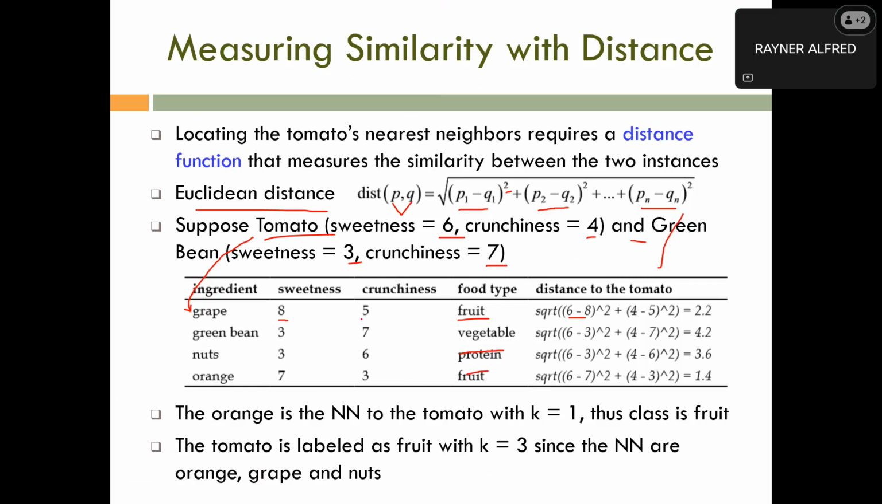We are looking at the crunchiness. Crunchiness of the tomato is 4, minus 5. You take the square and then sum up with the first one and take the square root. This number tells you the distance between the two items that we have. The smaller the value, the nearer they are.